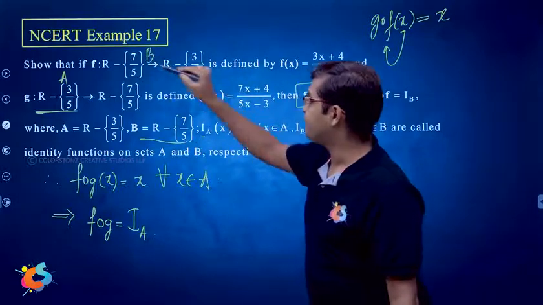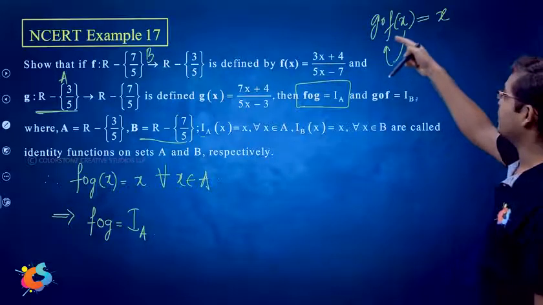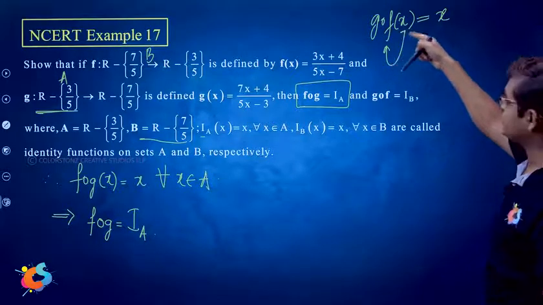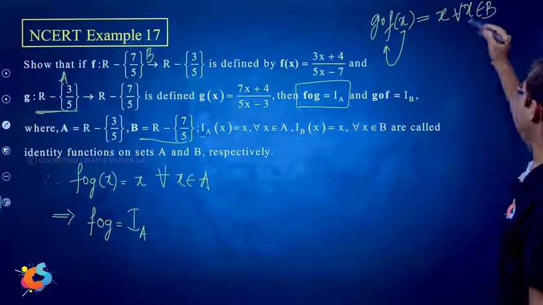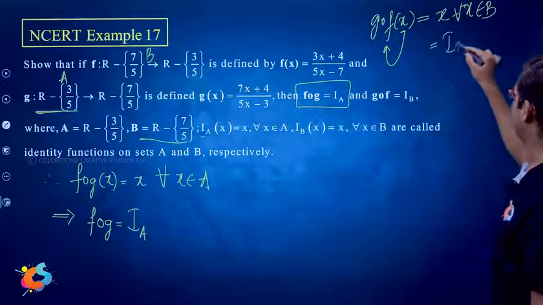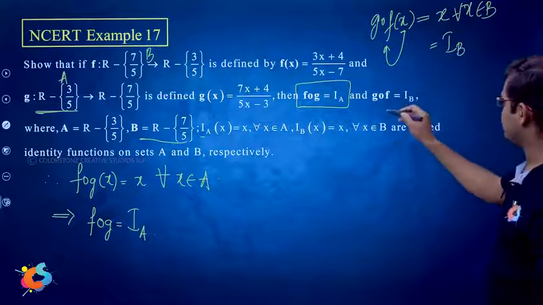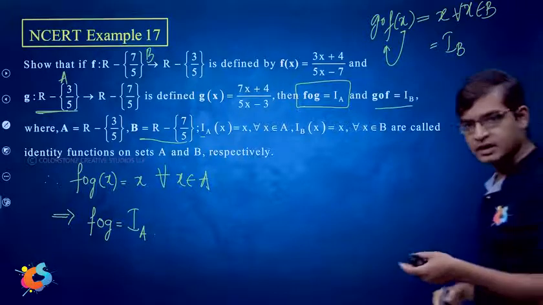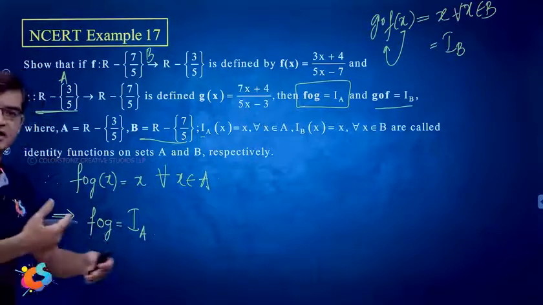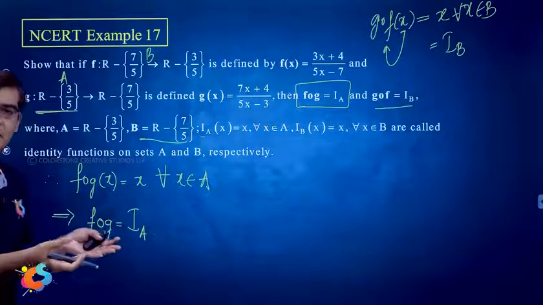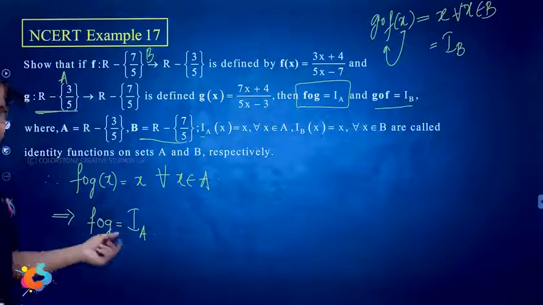B. So therefore, this x should come from the domain of the inside function, which is B. So for all x belonging to B, this is nothing but IB only. If it is IB, that is what we have to prove. So the rest of the thing is also very easy. The calculation part will be a little different, but the method is the same.